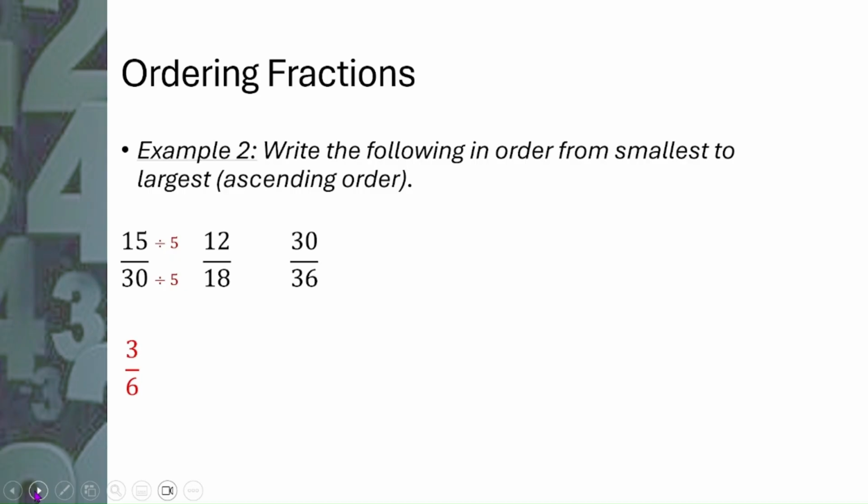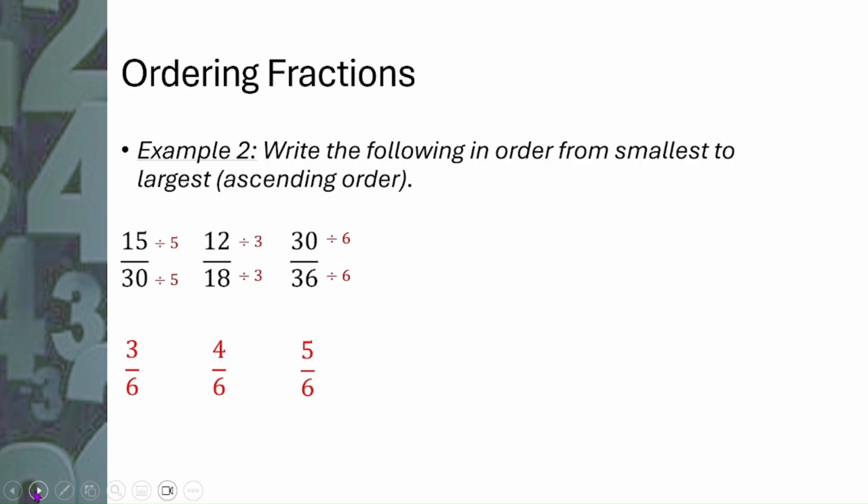So again, 12 over 18. I know that 3 times 6 is 18, so I have to divide by 3 in order to get 6 as a denominator. 18 divided by 3 is going to give me 6. 12 divided by 3 is going to give me 4. 4 over 6. Lastly, I know that 6 times 6 will give me 36, and therefore I need to divide by 6. 36 divided by 6 will give me 6. 30 divided by 6 will give me 5.